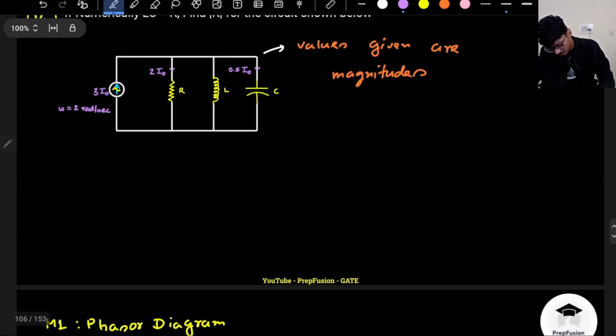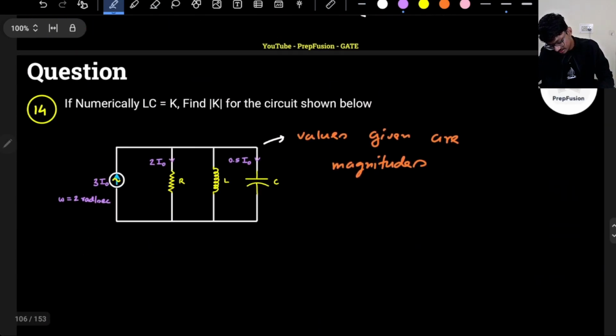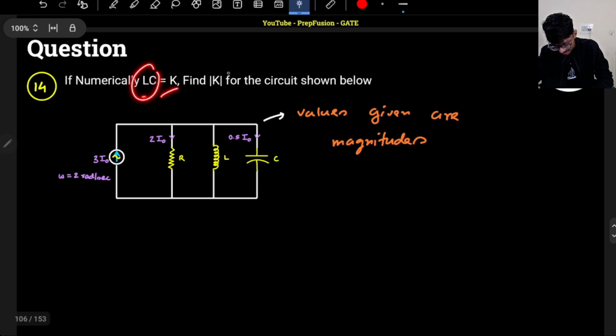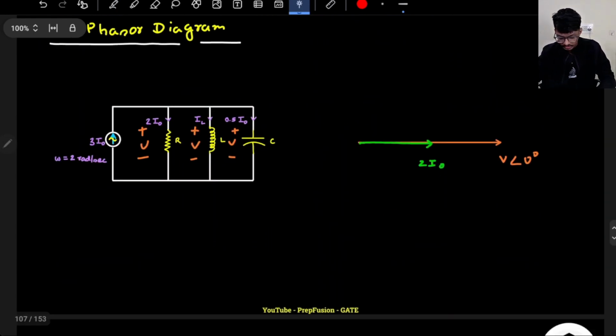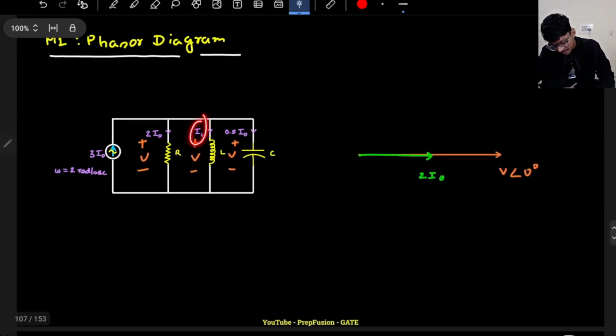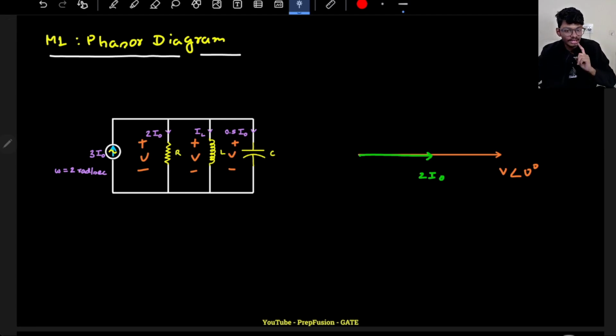Because this IL was not given to us, they have just asked this relationship: if LC is K, then what will the absolute value of K be? So IL, I don't know the magnitude of IL, but this much I know, that definitely IL will lag. And the capacitor current leads the voltage. Voltage is V, so the capacitor current will be somewhat here.